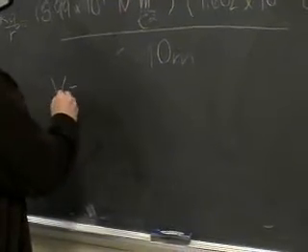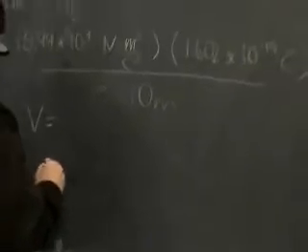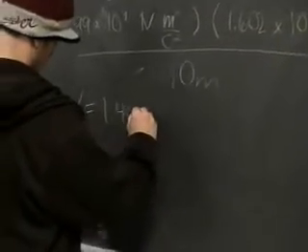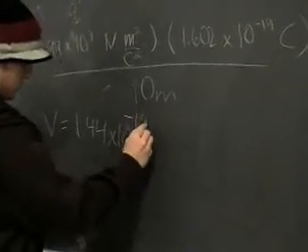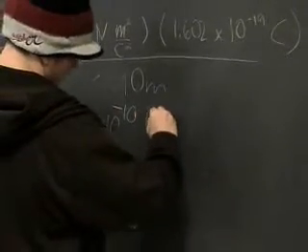So after calculating that, we get 1.44 times 10 to the minus 10, and we're in newtons.